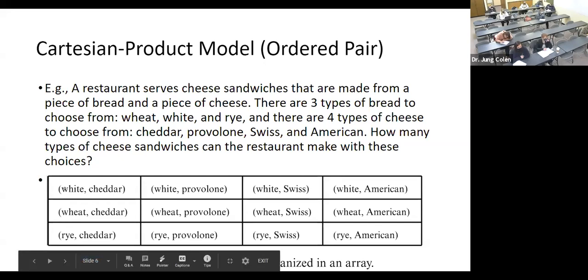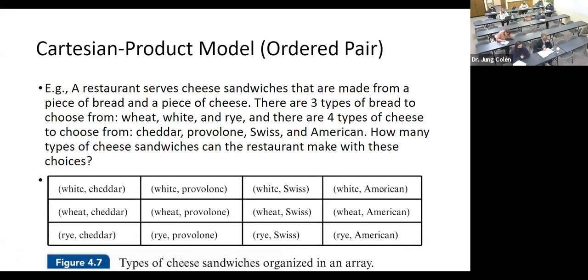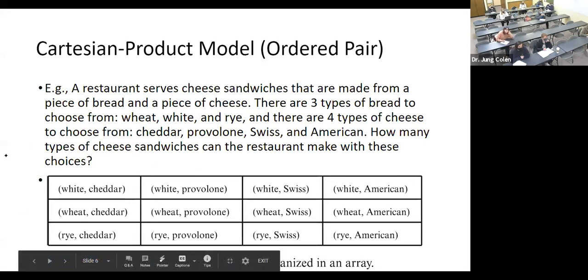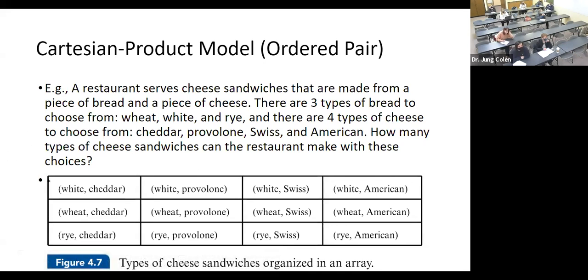With white bread, you can have cheddar, provolone, Swiss, and American. Can you interpret what's going on here? Take a look. With white bread, you can have cheddar. With white bread, you can have provolone. With white bread, you can have Swiss cheese. With white bread, you can have American cheese. So we have all the options for white bread.